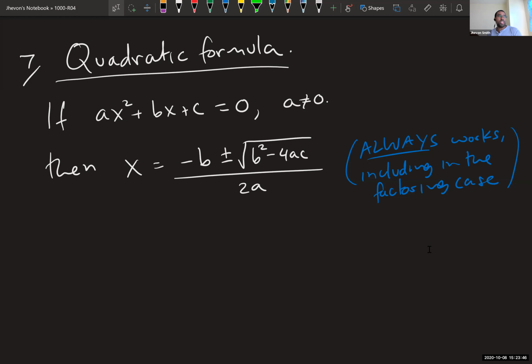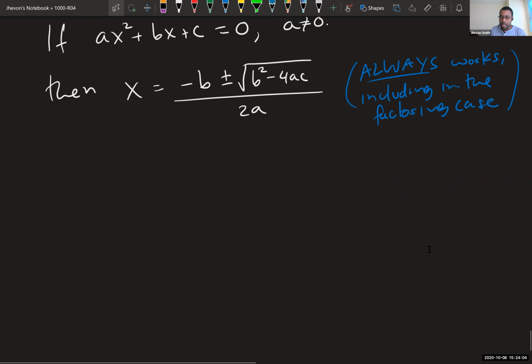If I have x squared minus 4 equals 0, why would I use the quadratic formula? I can just factor that into x minus 2 times x plus 2, and then I get x equals 2 and x equals minus 2. I wouldn't need to go through dealing with radicals and pluses and minuses and any of that. So it always works, but sometimes it's overkill. I'd really only suggest it if you can't factor.